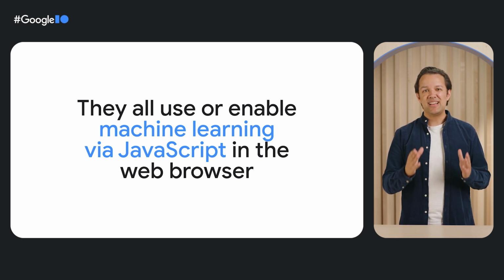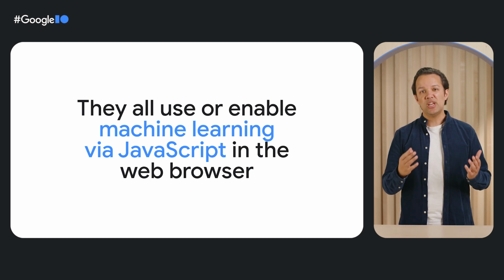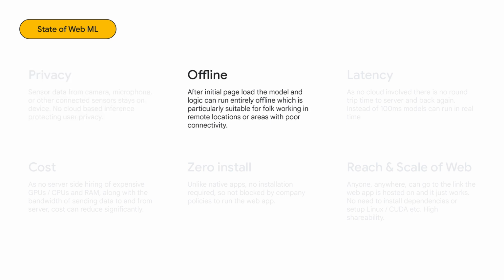And by running client-side in JavaScript, you can get superpowers that are impossible or hard to achieve on the server side, such as privacy, as no sensor data from things like the camera or microphone need to be sent to the server for classification, protecting the user's data. Or what about the ability to run offline on device, so you can run even more tasks in areas of low or no connectivity after the page load?